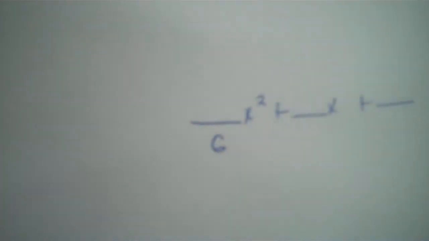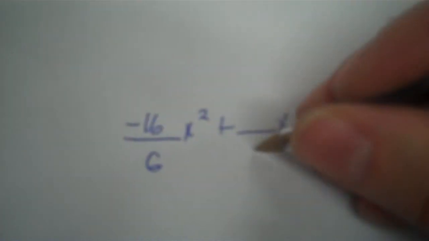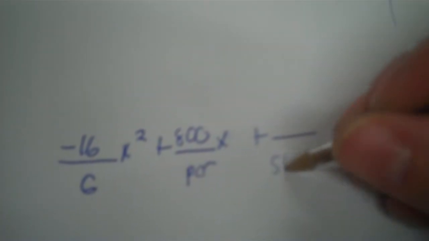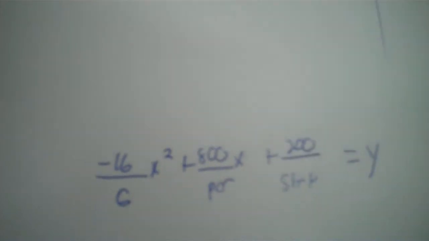I would use y for height, because that's when gravity comes into play, and the velocity and the constant. Gravity, negative 16. This is your per rate, 800. You've got to get them in the right place. And this is where it started from, which is 200.